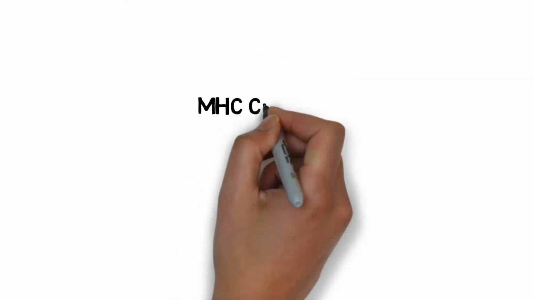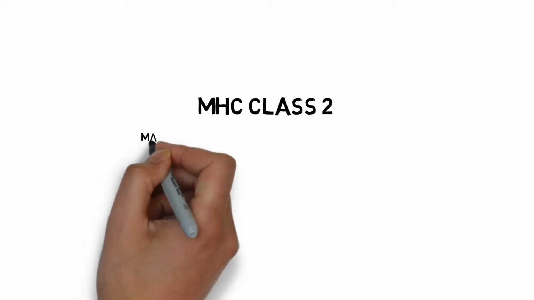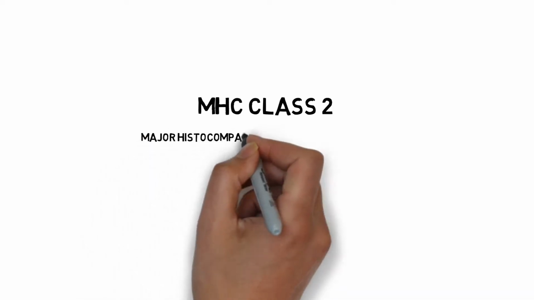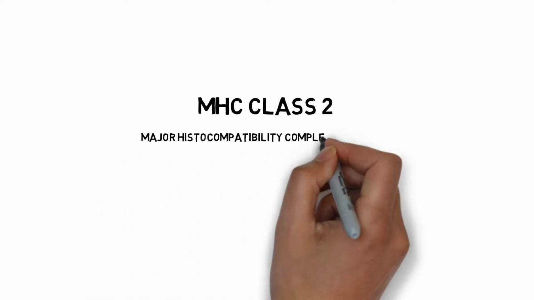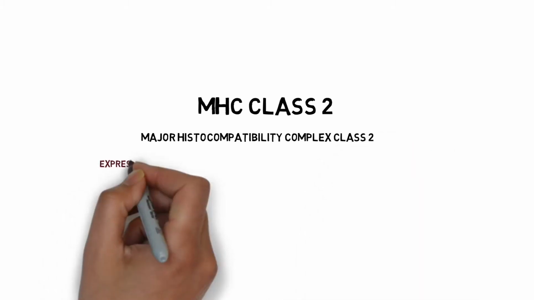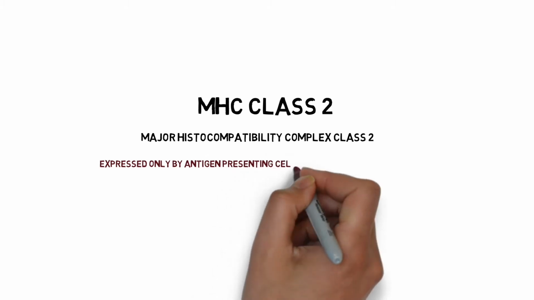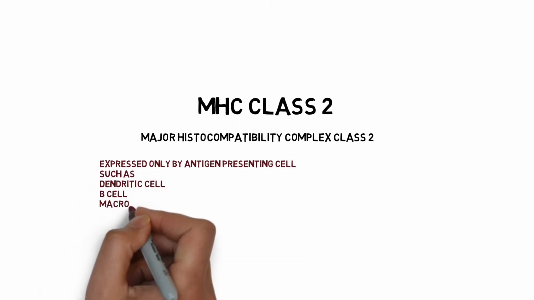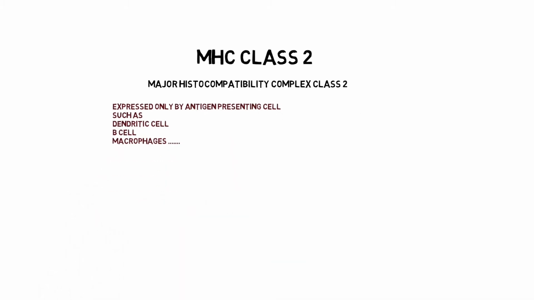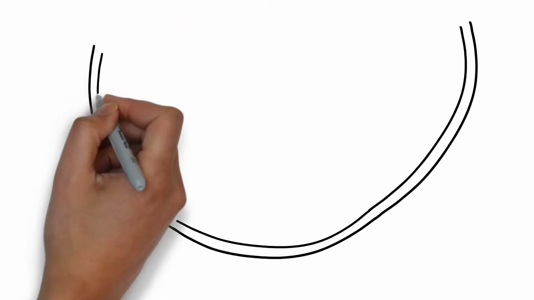Hi all, in this video we are going to talk about MHC Class 2, or Major Histocompatibility Complex Class 2, processing or mechanism. MHC Class 2 is expressed only by antigen presenting cells such as dendritic cells, B cells, macrophages and so on. So now let's look at the processing.